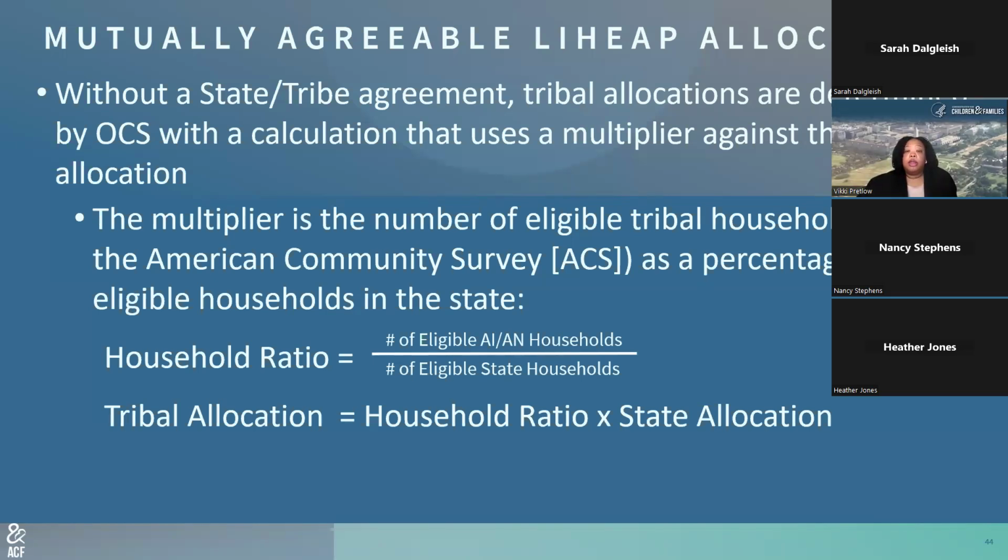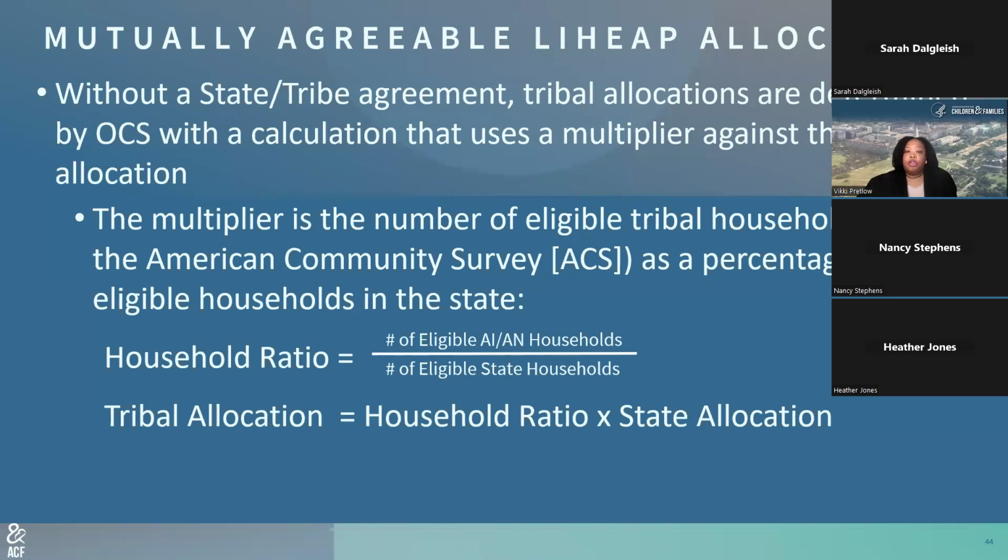First, we determine the number of eligible tribal households, and to do this, we use counts from the American Community Survey, or ACS. Once we have that number, we calculate the ratio of eligible tribal households as compared to the number of eligible households in the state, and this gives us our multiplier. And then finally, we calculate the tribal allocation by multiplying the state's funding allocation by the multiplier.